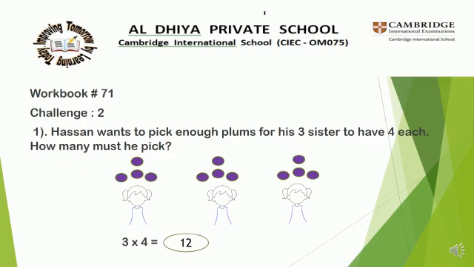To simplify this, we are doing the multiplication. Now you can write in the box. You can see in your workbook, they have given one square. In that you can write 12. How many must he pick? 12 plums. You can write in this box 12. You all understand? If they ask total or altogether how many, like that you have to do multiplication. Shall we go for the next question?